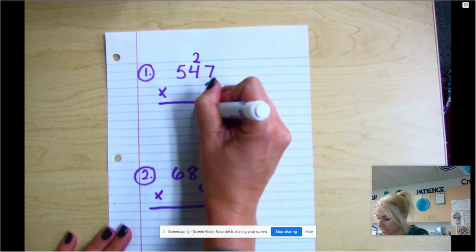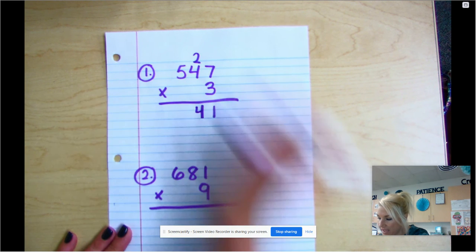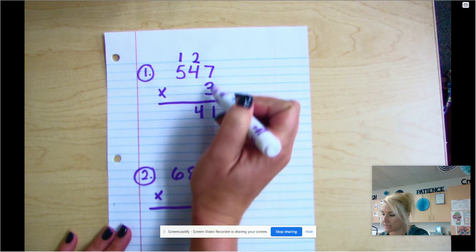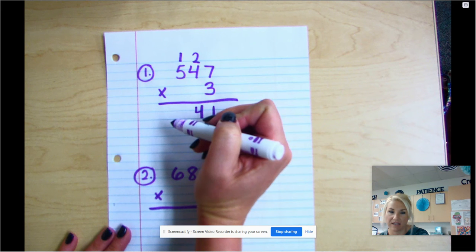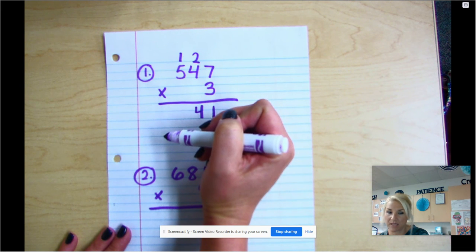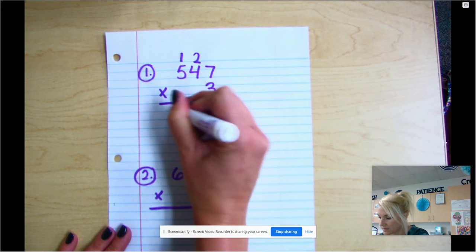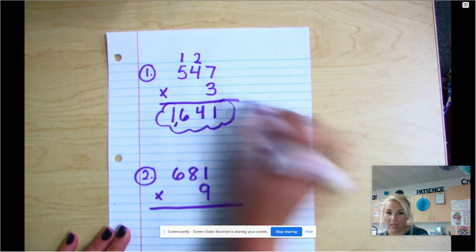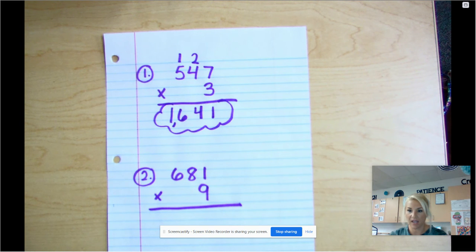So I'm going to put my 4 here, and then I bring my 1 up to the next place value, the hundreds place. Now I'm going to go ahead and multiply 3 times 5, which is 15, and then I'm going to go ahead and add the 1. So 15 plus 1 gives me 16. My final answer is 1,641. This is called the digit by digit method.